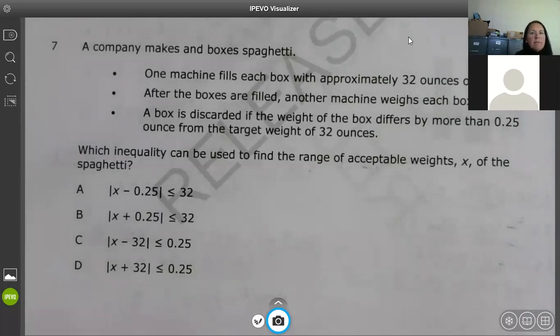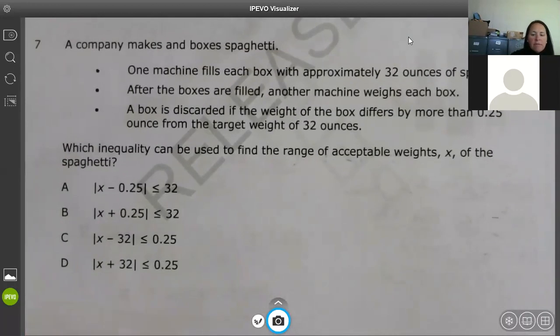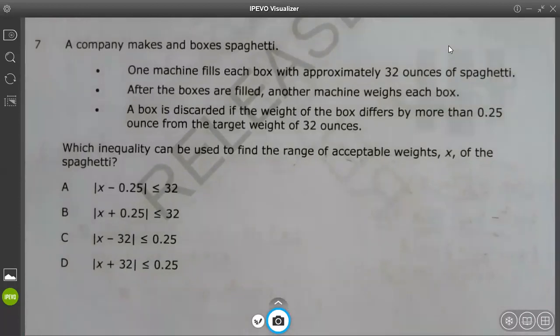All right, it says a company makes and boxes spaghetti. Let me minimize this so you guys can see. One machine fills each box with approximately 32 ounces of spaghetti. After the boxes are filled, another machine weighs each box. A box is discarded if the weight of the box differs by more than 0.25 ounce from the target weight of 32 ounces. Which inequality can be used to find the range of acceptable weights X of the spaghetti?